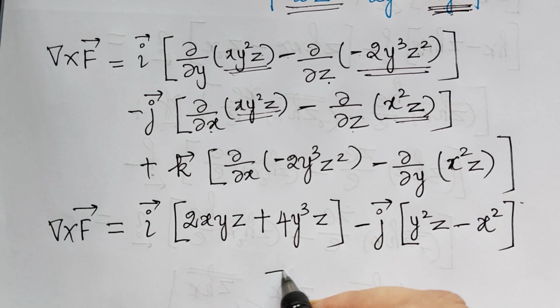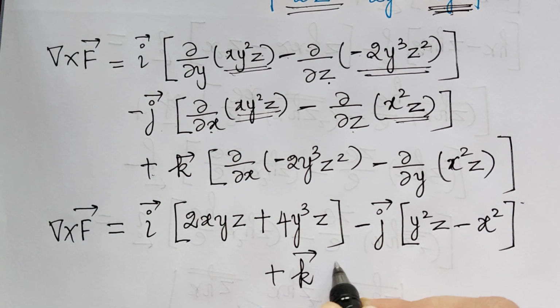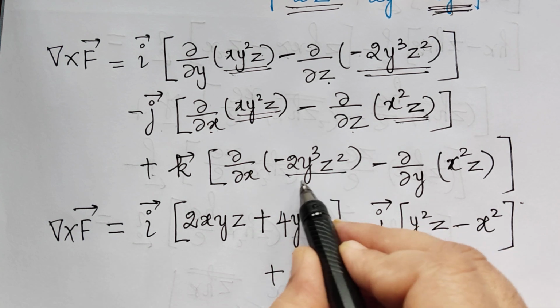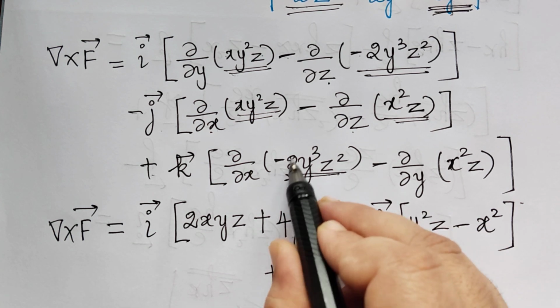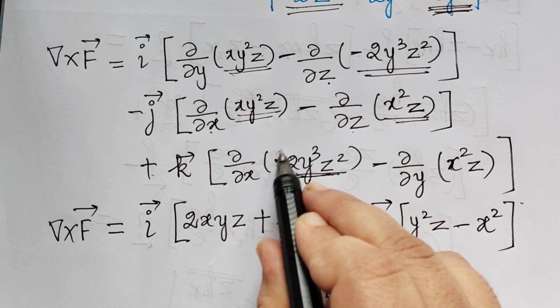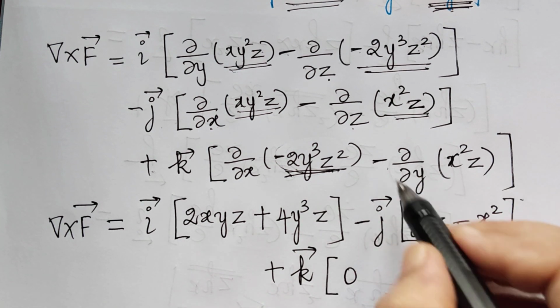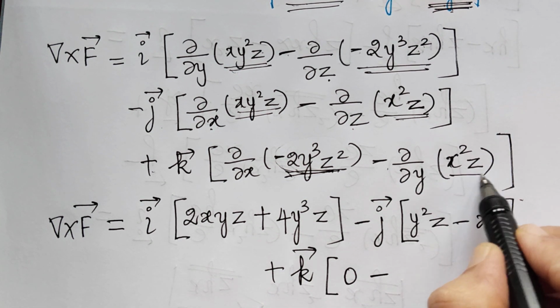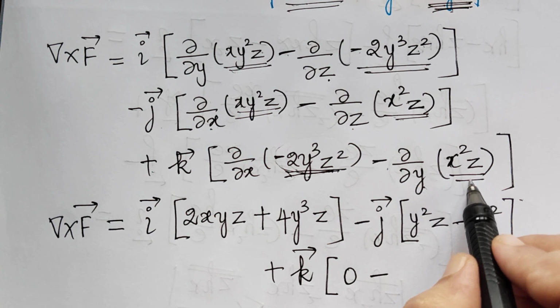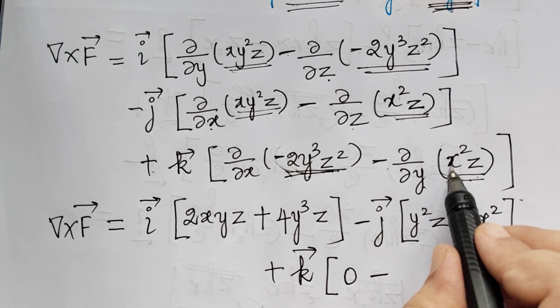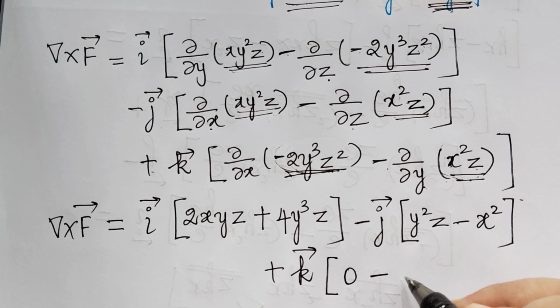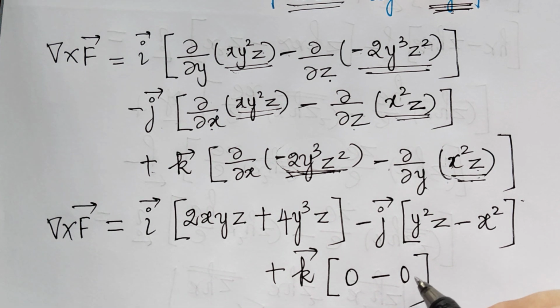And then plus k vector multiplied with partial differentiation of this with respect to x. We do not have an x term over here. So completely this will be treated as constant and so it will become 0. Minus partial differentiation of this with respect to y. Same here. Here we do not have y. So x square z become constants and we get 0.